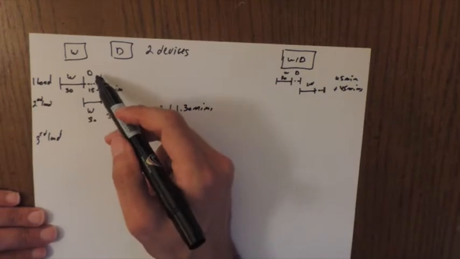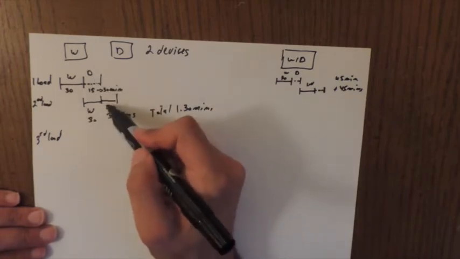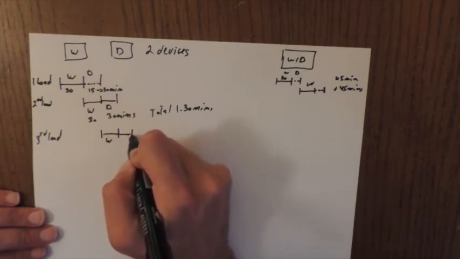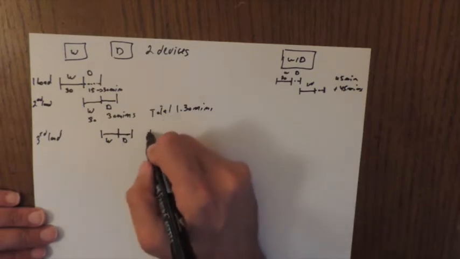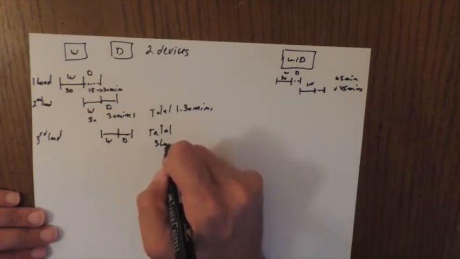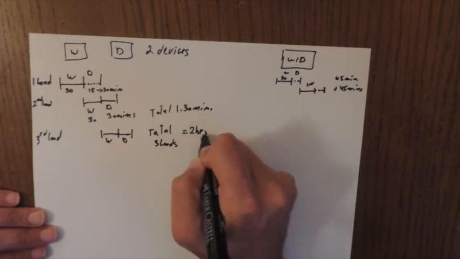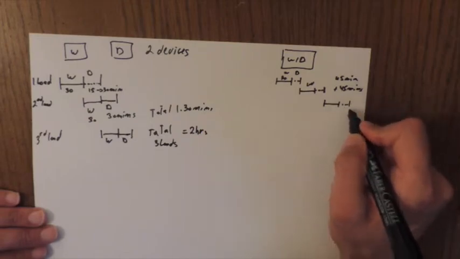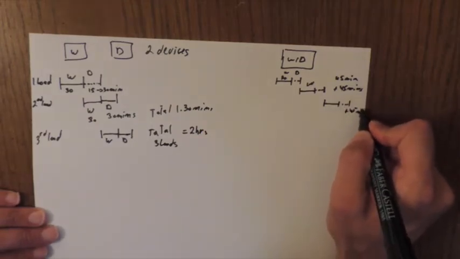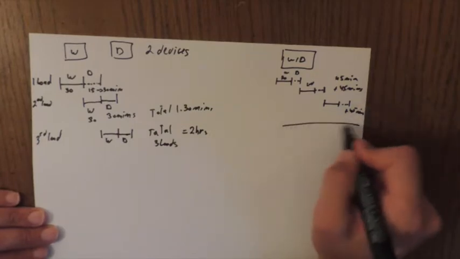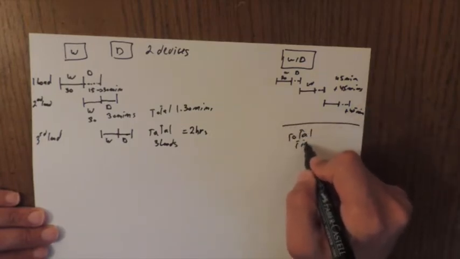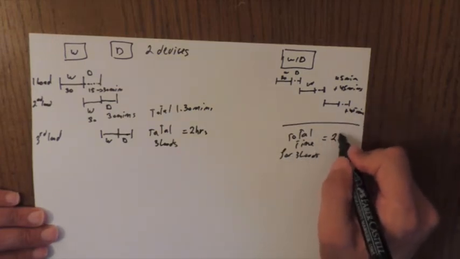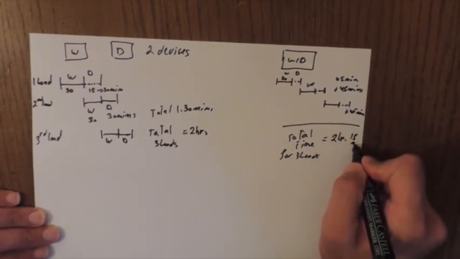So now I cannot wash here. I need to wash while I am drying. So I add another wash and another dry cycle. So now I have total for 3 loads to be 2 hours. In my case here, I need to add another 45 minutes. So this amounts for a total time for 3 loads to be equal 2 hours and 15 minutes.